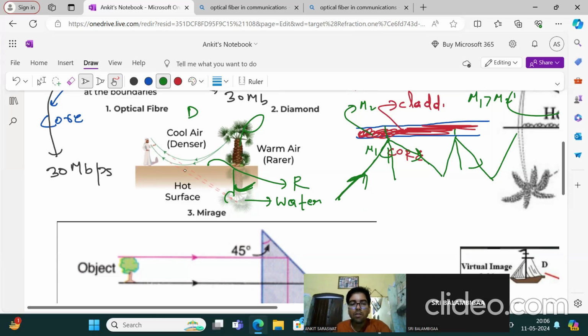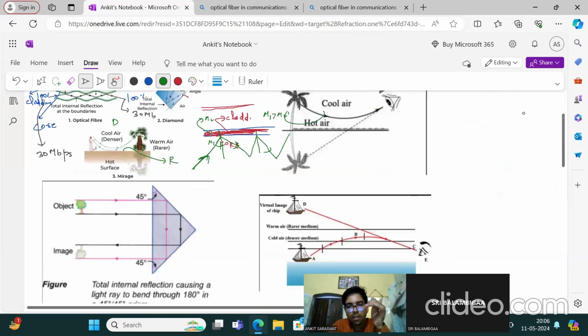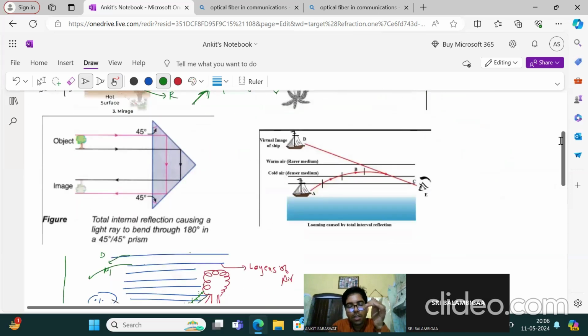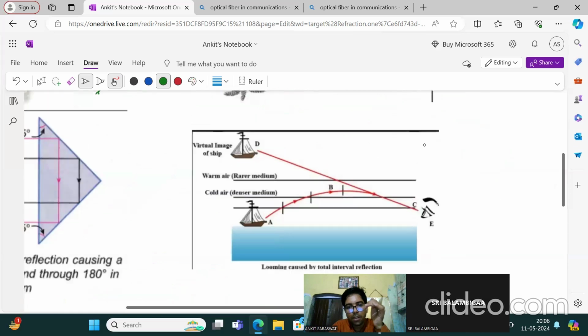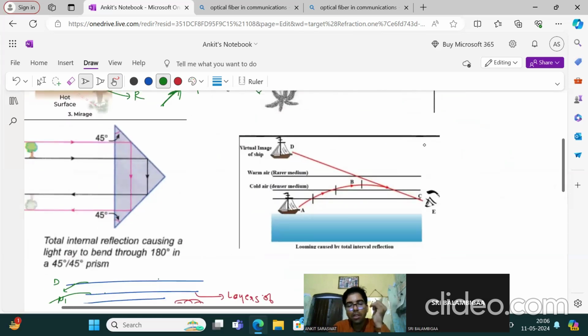Any doubt? This is known as a mirage. Mirage means illusion. This diagram is very, very important. I think it will clear all your doubts. Any problem? Tell me. So this mirage you will mainly find in the desert area where the temperature is very, very high. But one is looming, like this. You will find this looming in Chennai, in Tamil Nadu, if you go nearby the sea. Looming simply means this is the object.